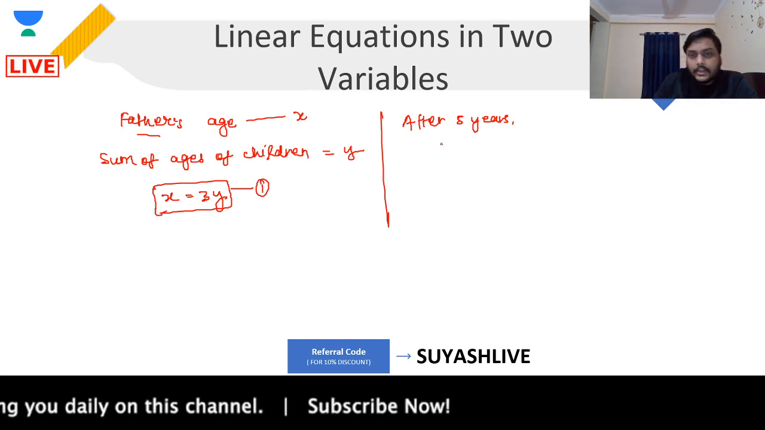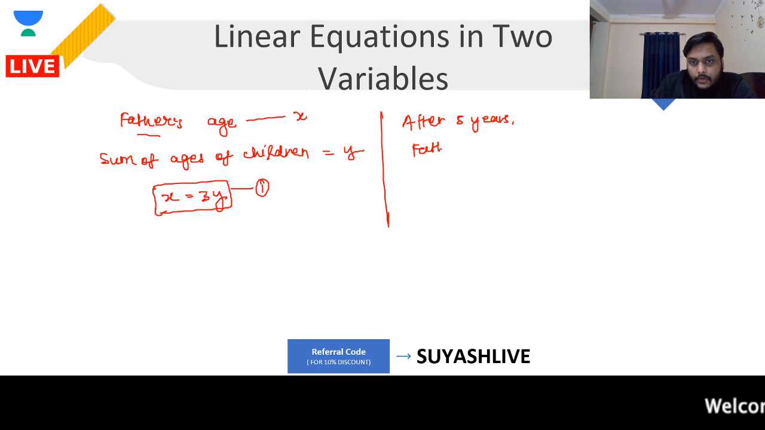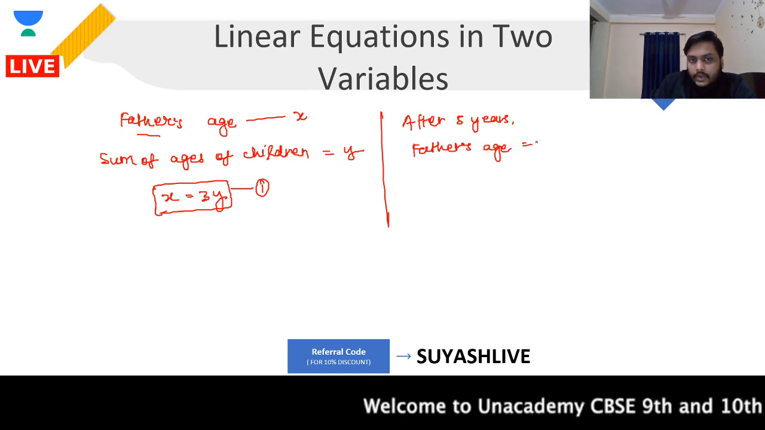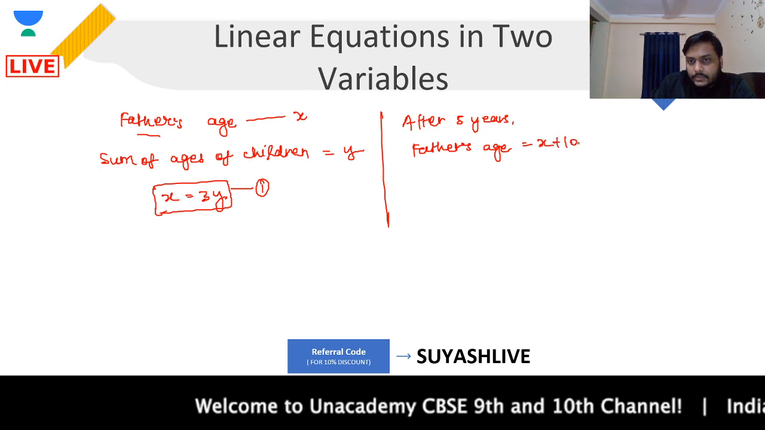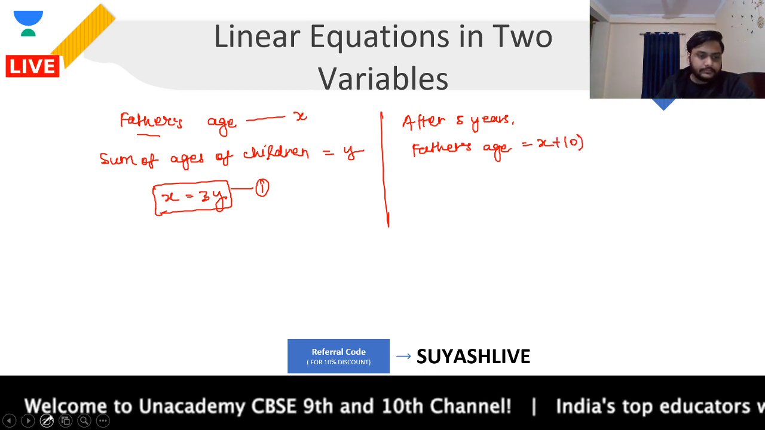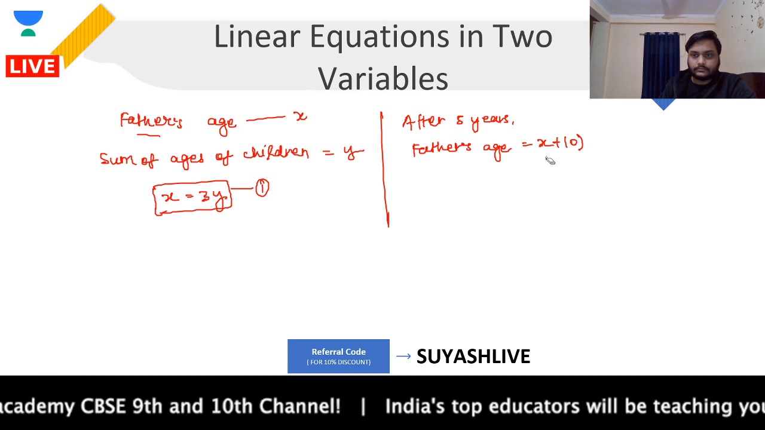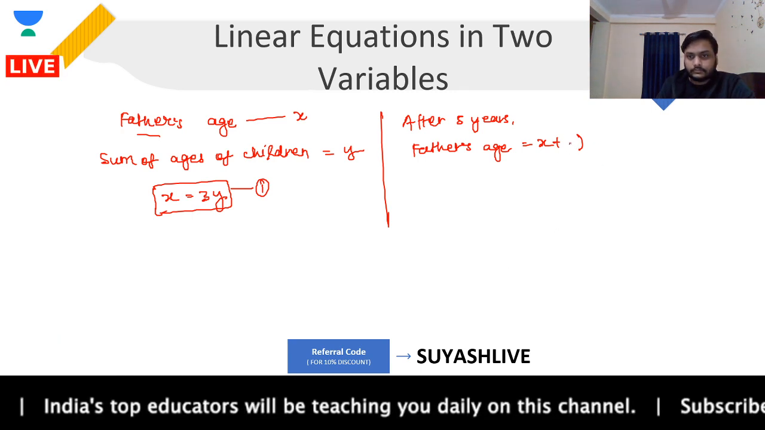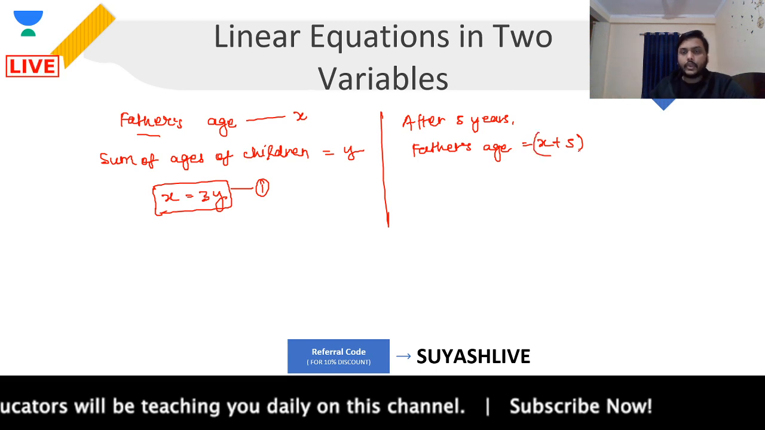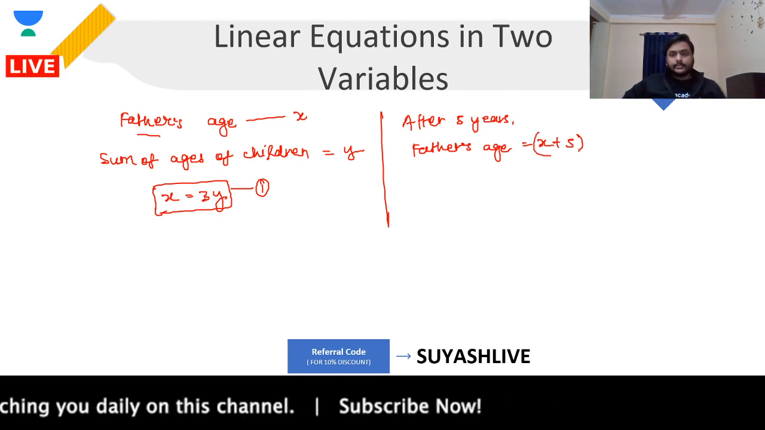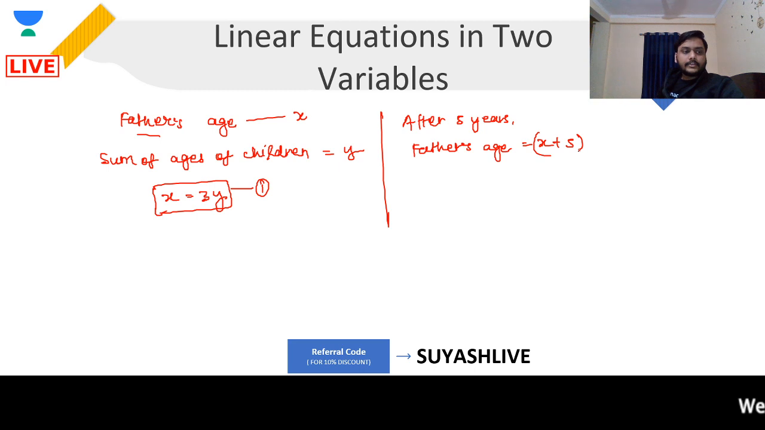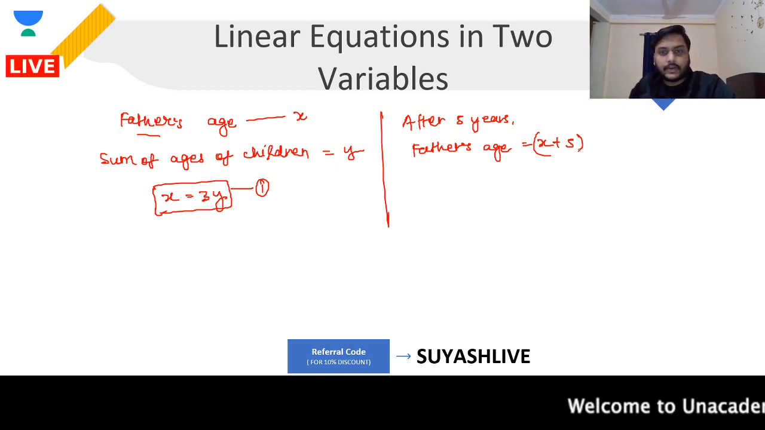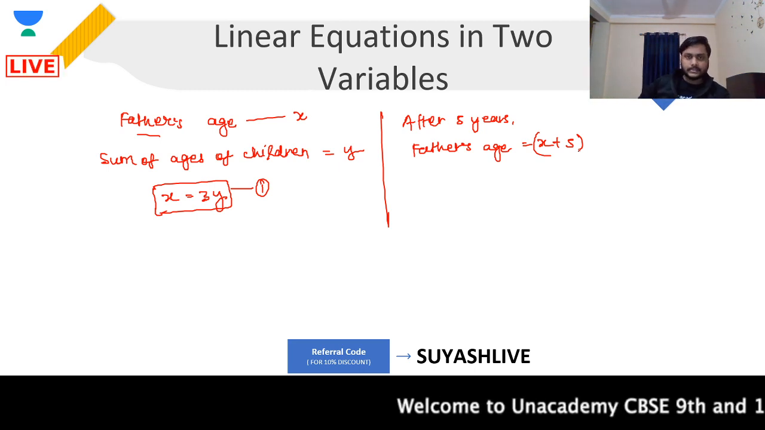How will I find it? If I'm talking about father's age, after 5 years father's age will be x plus 10. Very simple for us. Sorry, 5. Okay, this is the age of father, yes or no? So this is the age of father after 5 years. After 5 years the age of father will be x plus 5. This we understand.